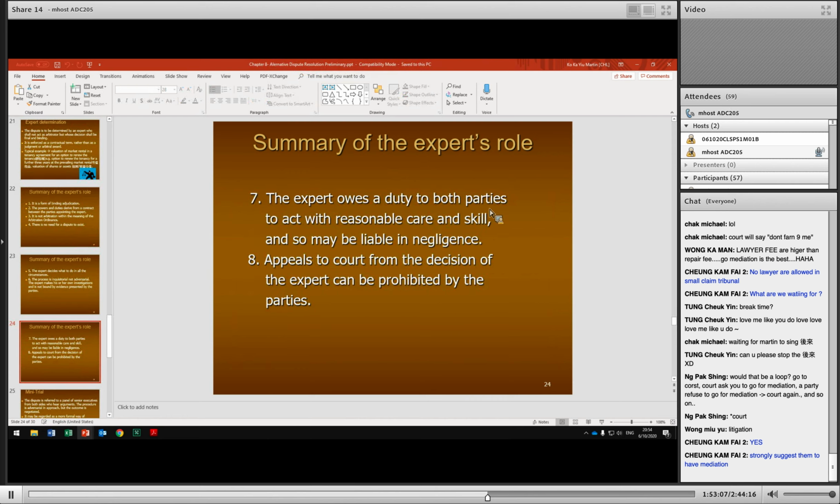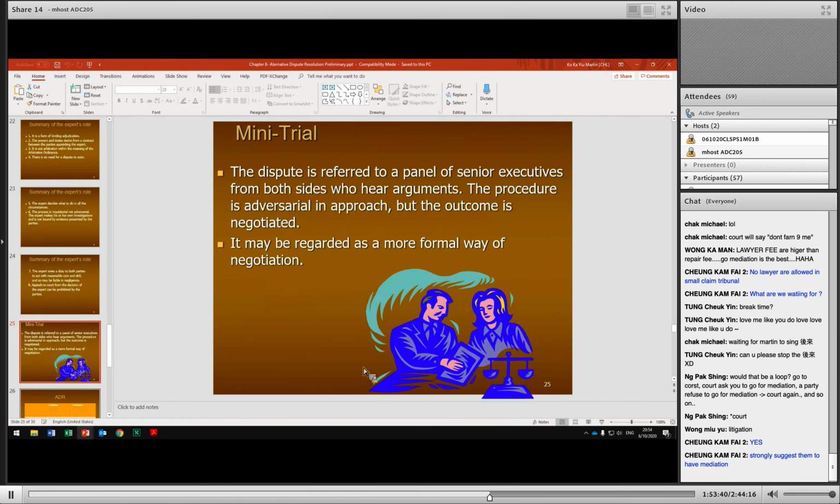Number 7, the expert owes a duty to both parties to act with reasonable care and skill, and so may be liable in negligence. So if he's negligent in the job, he may be sued by either party. Also, appeal to court from the decision of the expert can be prohibited by the parties. Sometimes the parties would like to have a final determination. They don't like to have any further appeal. So the agreement may prohibit the parties from taking the case to court or any further appeal.